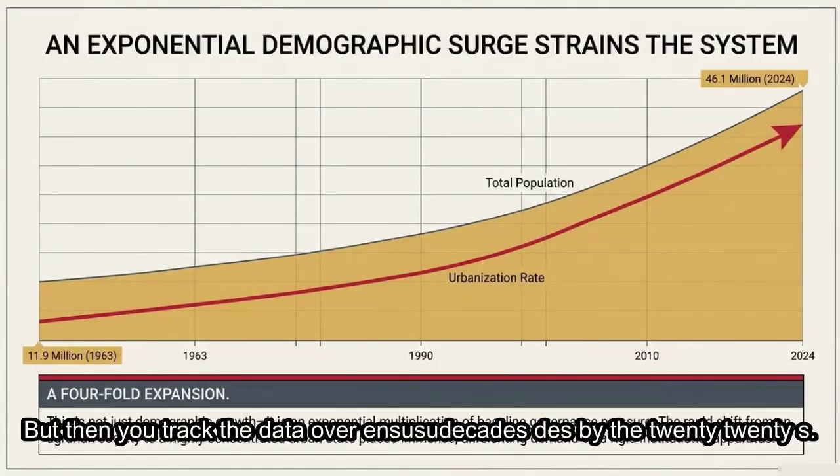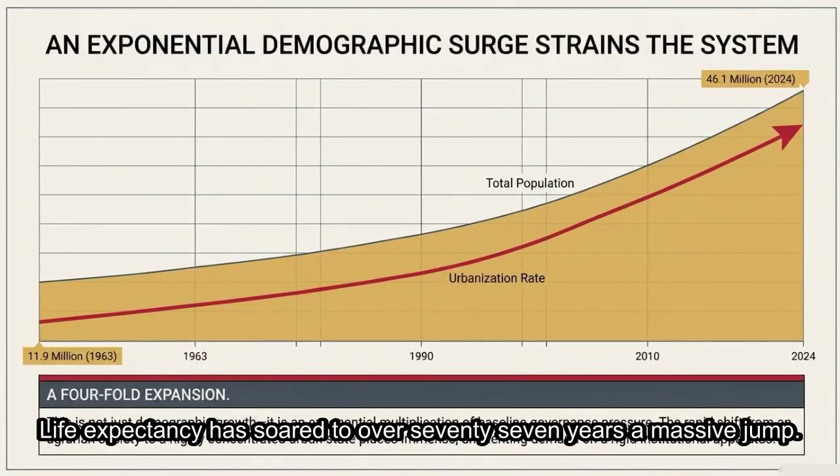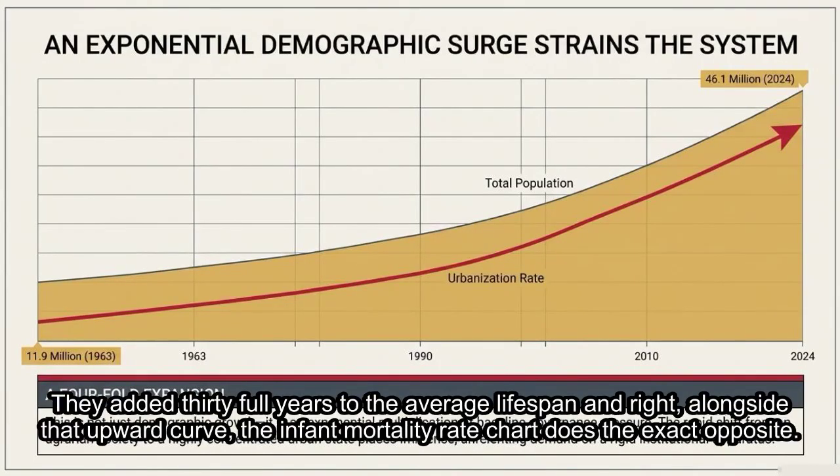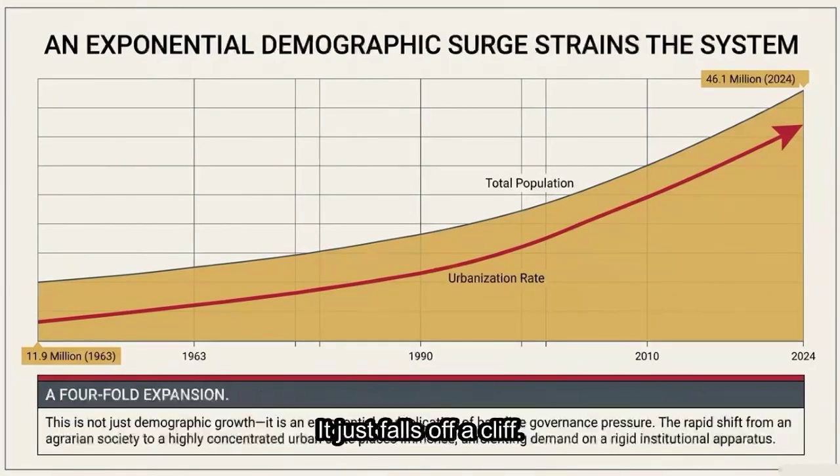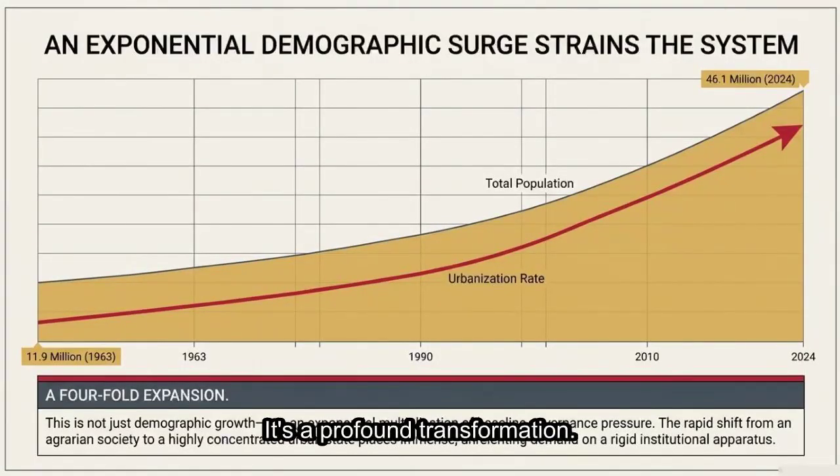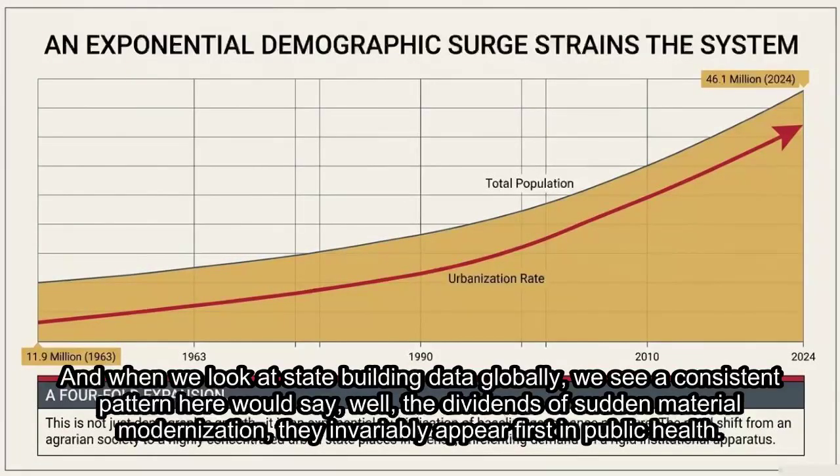But then you track the data over the ensuing decades, and by the 2020s, life expectancy has soared to over 77 years. A massive jump. They added 30 full years to the average lifespan. And right alongside that upward curve, the infant mortality rate chart does the exact opposite. It just falls off a cliff. It's a profound transformation. And when we look at state building data globally, we see a consistent pattern here.